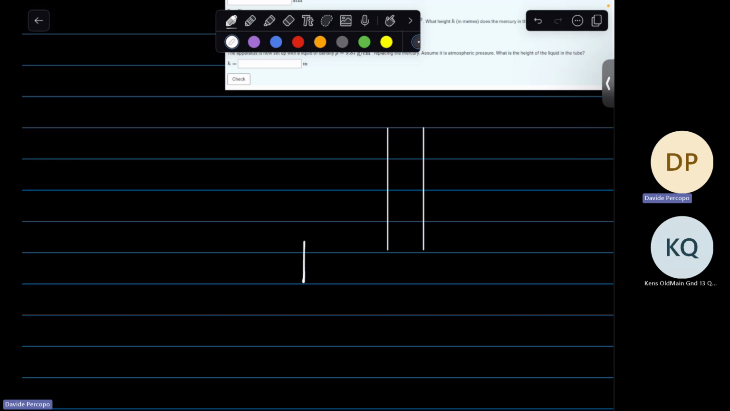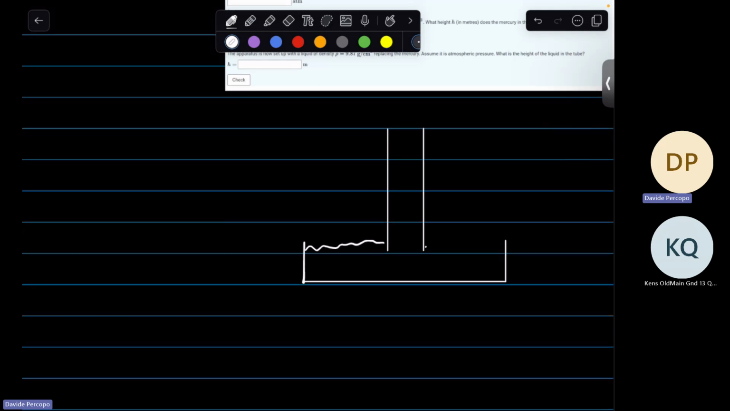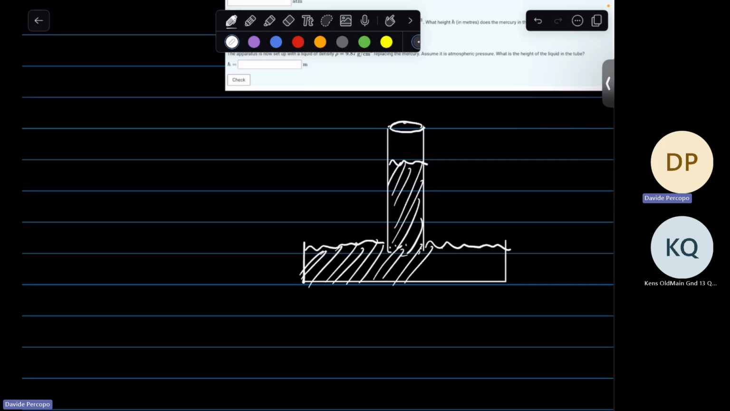So this kind of looks like this, right? And it kind of looks like that roughly. Let's make it like that. It's a cylinder, so that's fine. Okay, and then it's filled up to some height, and then it kind of looks like that. So this is our barometer. What's filled in here is mercury.